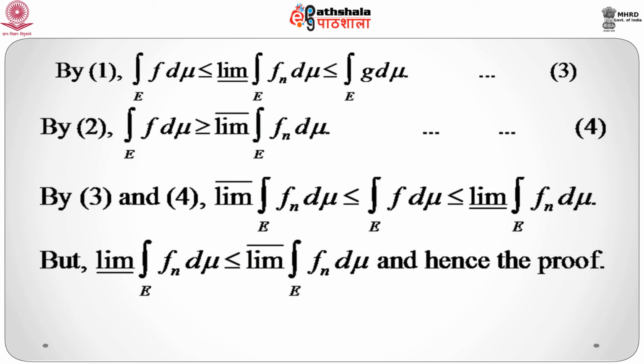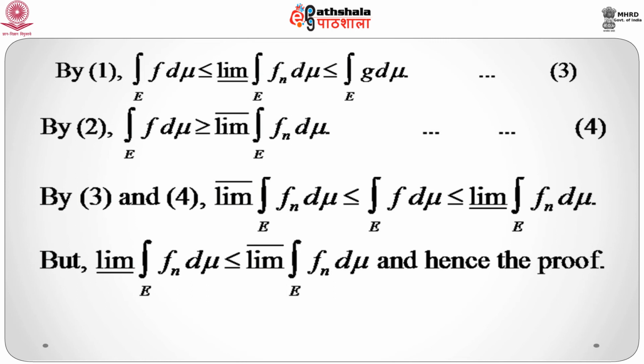So, this left side of 3 is less than or equal to the right side of 3, that is less than or equal to lim inf integration over E Fn d mu. So, what we get is that lim sup of Fn d mu is less than or equal to integral f d mu, less than or equal to lim inf of integral Fn d mu. But we know that it is trivially true that lim inf of integration Fn d mu is less than or equal to lim sup of integration Fn d mu. So, 3 and 4 suggest that integration of f d mu lies between lim sup of integration Fn d mu and lim inf of integration Fn d mu.